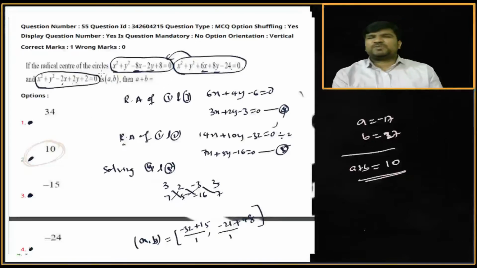Radical center means the point of intersection of radical axes. How to find a radical axis? From one circle to the other circle, we have to subtract.